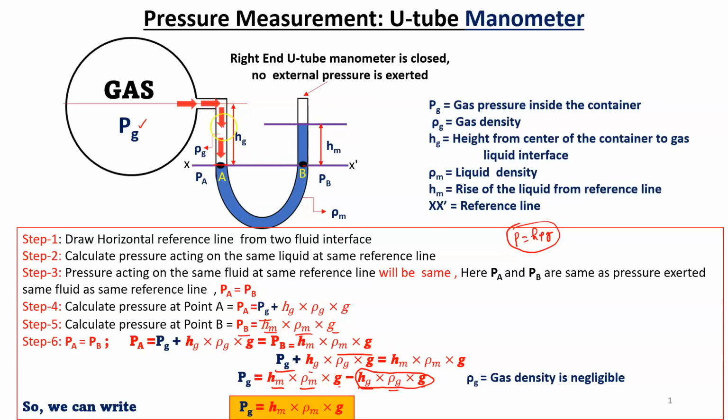Okay, so now from the C2 manometer, if you know the height difference, means how much manometric liquid has risen in the right limb from the reference line, we can easily calculate what the gas pressure inside the container will be. So Pg will be Hm rho m into g. Hm is the height difference, rho m is the manometric liquid density, and g is acceleration due to gravity. So that way you can easily calculate how much pressure is inside the container, that will be Hm rho m into g.